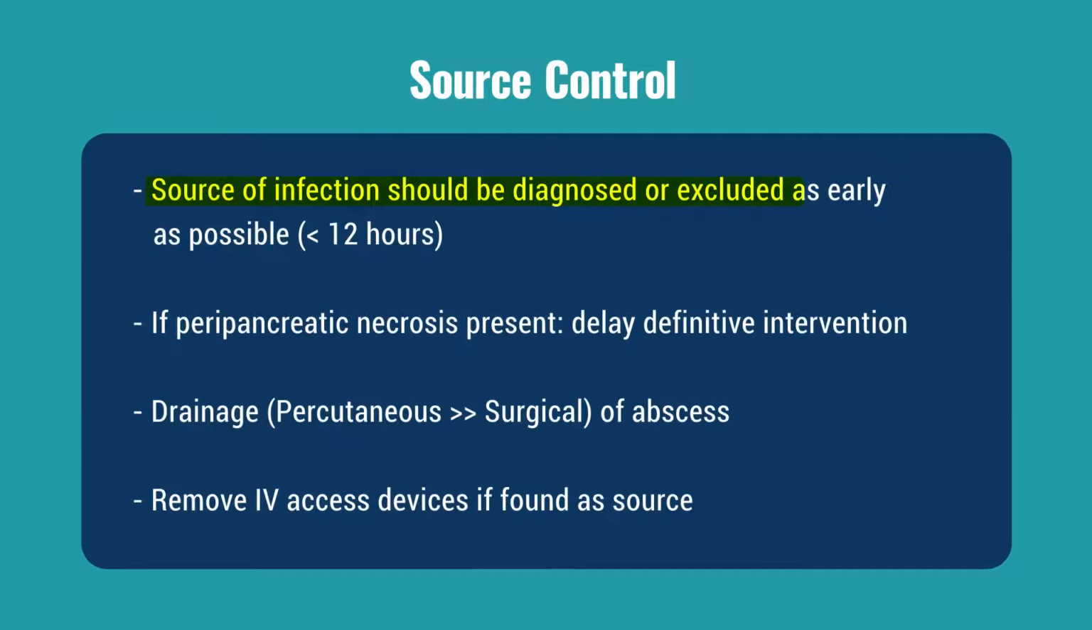The next important aspect of the management of sepsis is the source control. Now, the source of infection should be diagnosed or excluded as early as possible, within 12 hours. For example, if there is a peripancreatic necrosis, a delayed definitive intervention is planned. If there is an abscess, like a skin or soft tissue abscess, percutaneous or surgical drainage of these abscesses should be done. If there are IV lines and a strong suspicion of catheter-related bloodstream infections, the IV device itself should be removed, which could be a source for the sepsis.